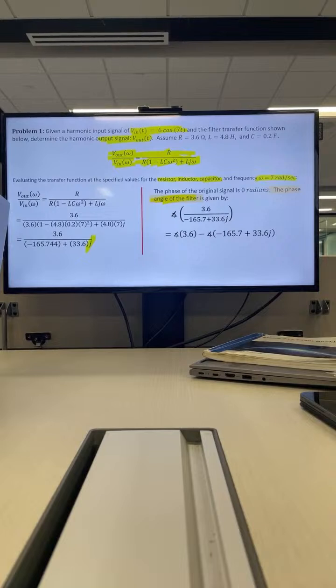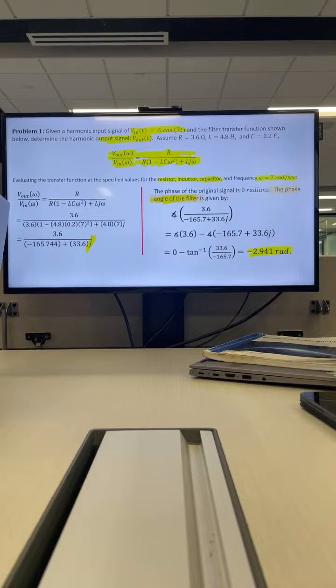Negative 2.941 radians. Are you getting this, guys? Any difficulty in this? Will there be any difficulty in calculating the phase angle phi? Okay, now can you calculate the magnitude?